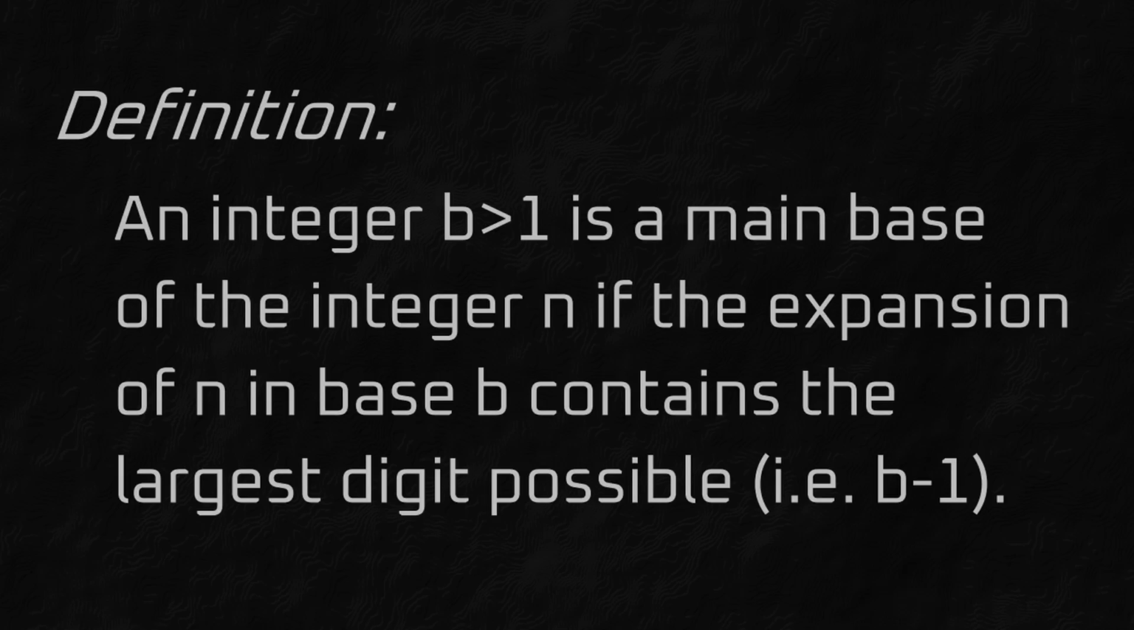Now, we can define what a main base is. An integer b is a main base of n if the expansion of n in base b contains the largest digit possible, that is b minus 1. That means this representation makes no sense for all bases smaller than b. Equivalently, numbers that have the same representation in any smaller base are greater than n.